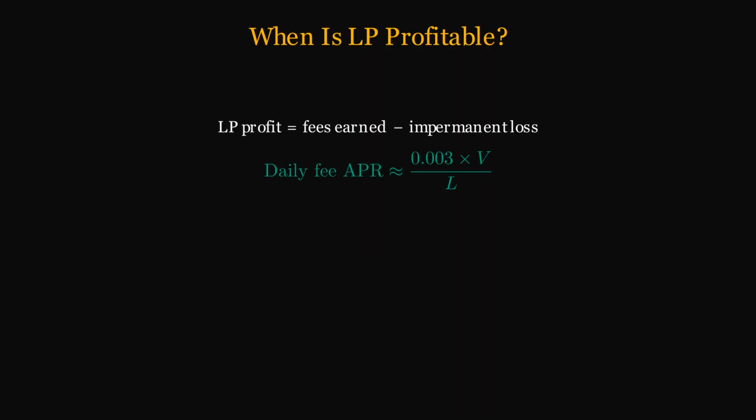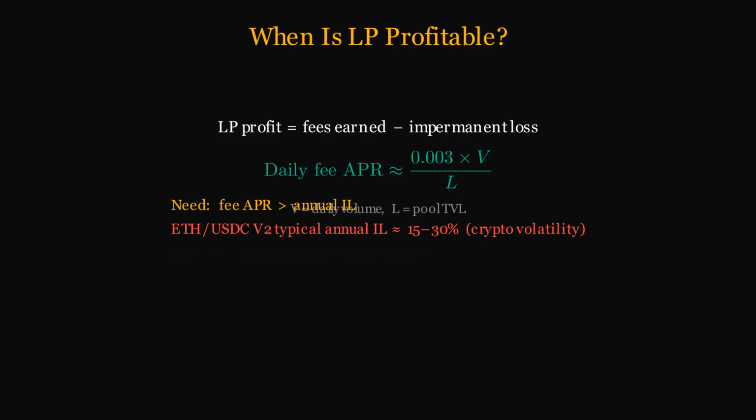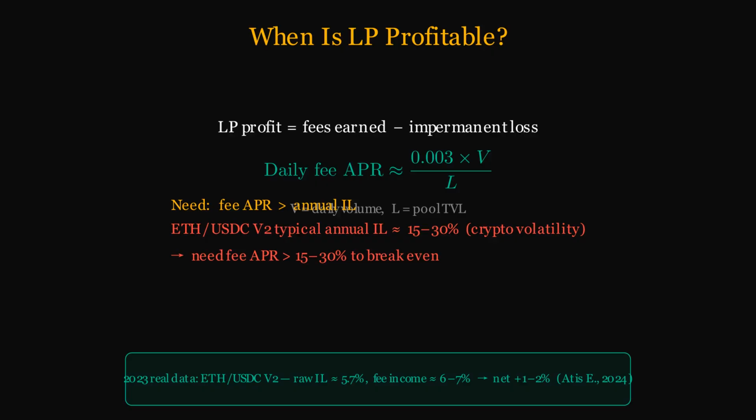LP profit equals fees earned minus impermanent loss. Daily fee APR approximates 0.003 times daily volume divided by pool TVL. Breakeven requires fee APR to exceed annual IL. For ETH/USDC V2 with typical crypto volatility, annual IL runs 15 to 30%, so you need fee APR above that threshold to profit. In 2023, ETH nearly doubled, roughly 5.7% raw IL, but V2 fee income ran 6 to 7% annualized on the pool. Net result, plus 1 to 2% over holding.